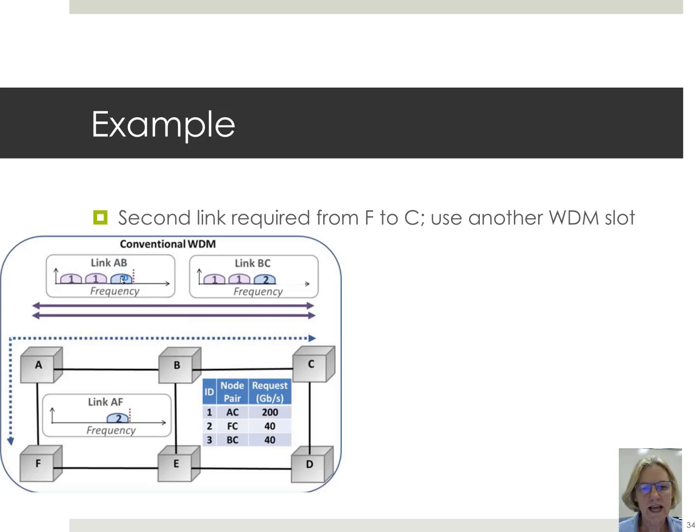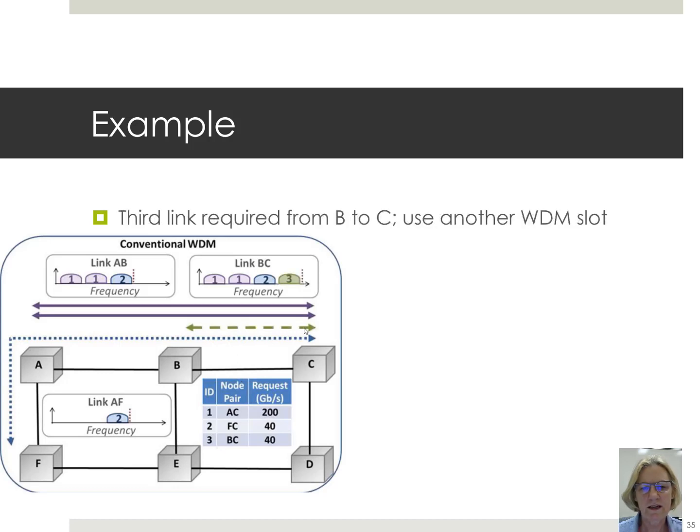So I'm going to add another wavelength, and it's got to be used from F to A and then all the way from A to C. And then finally, in the third one, I need to send 40 gigabits per second from B to C, so I add another wavelength, and again I have to provision with 100 gigabits per second, even though I only need 40.